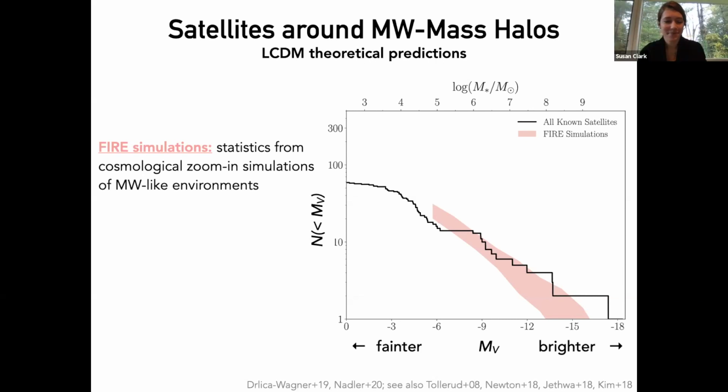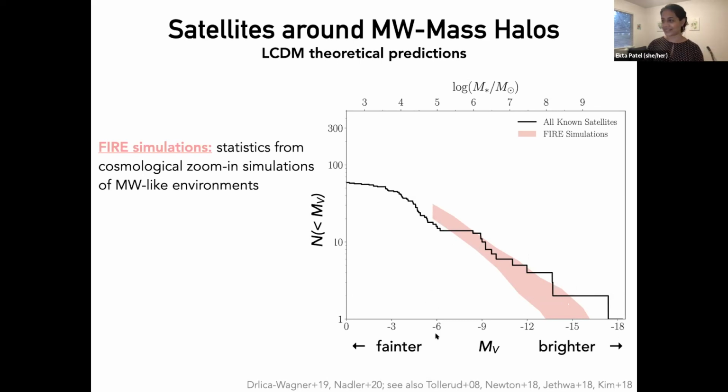Thanks. Great. So yes, this peach region shows the statistics from cosmological zoom-in simulations, and purely due to resolution limitations, these predictions can really only go down to absolute magnitudes of about -6. But generally, the observations and the statistics from simulations are roughly in agreement down to this resolution limit.